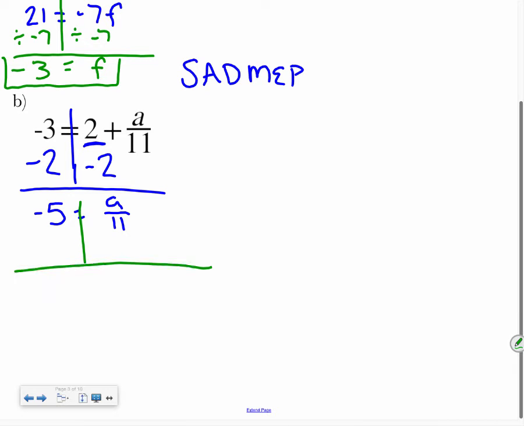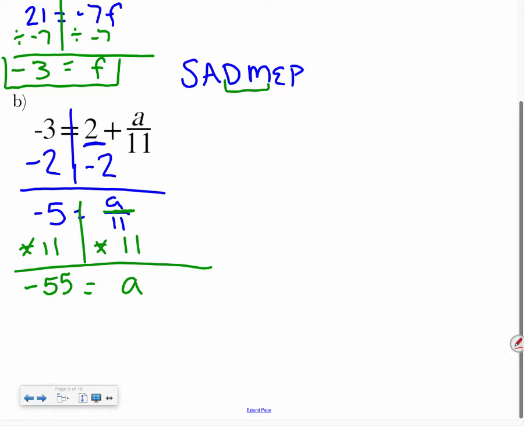Again, our variable is not by itself yet, so we're not done. How do I undo a over 11, or a divided by 11? Remember, this fraction bar is the same as division. So to undo division, we do multiplication. So instead of dividing by 11, we are going to multiply both sides by 11. We are left with a on the right side, and negative 5 times positive 11. Negative times positive is negative. 5 times 11 is 55. So we're left with negative 55 equals a.